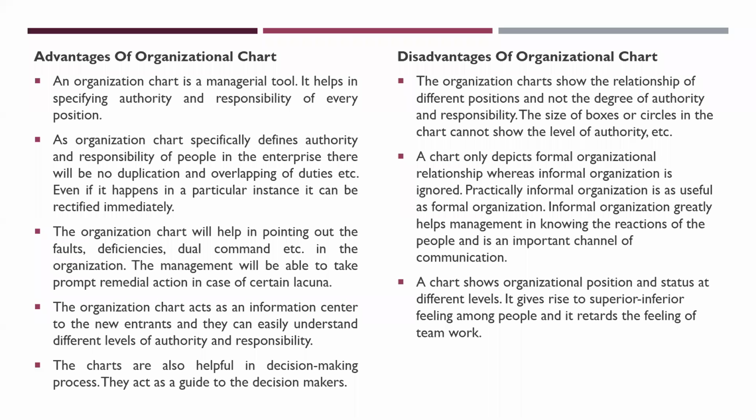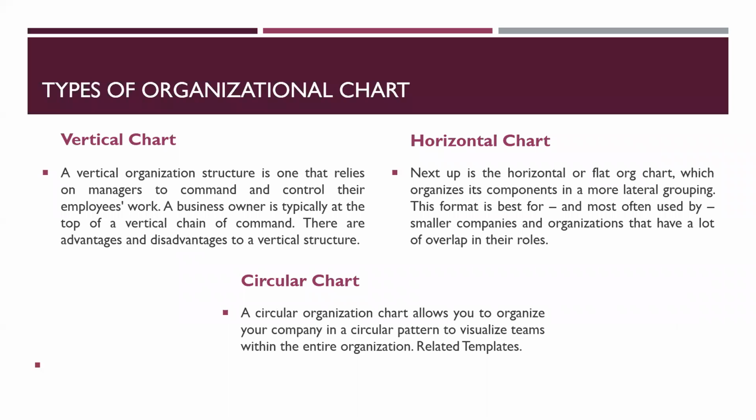Next, types of organizational chart. A vertical organizational structure is one. So these are the types. Basically there are several types. The main types are vertical, horizontal, and circular. A vertical organizational structure is one that relies on managers to command and control their employees at work. A business owner is typically at the top level of the vertical chain of command. There are advantages and disadvantages to a vertical structure.